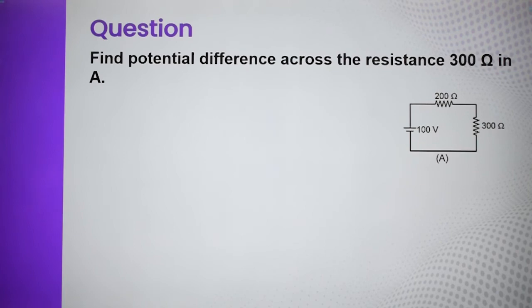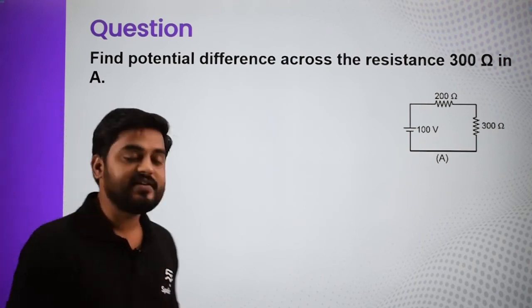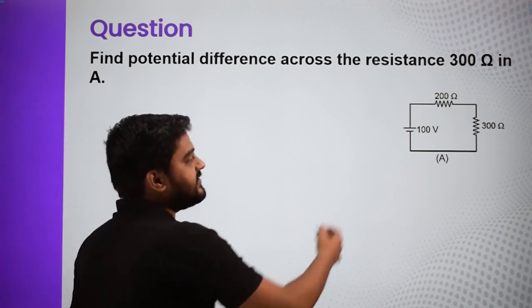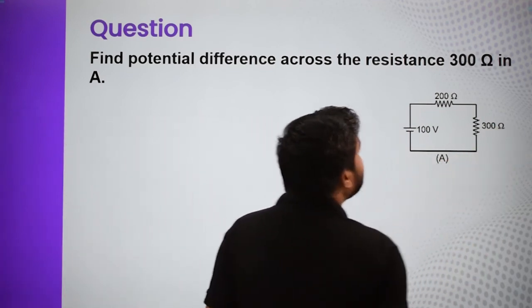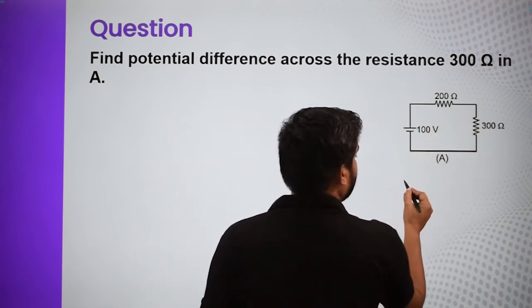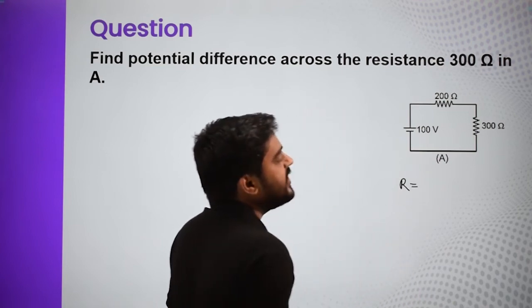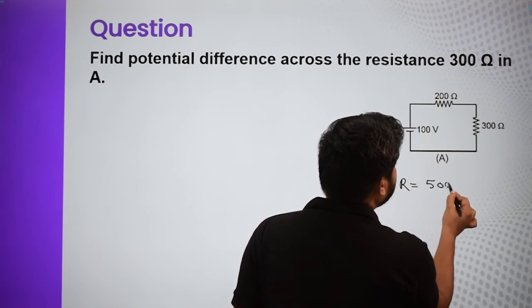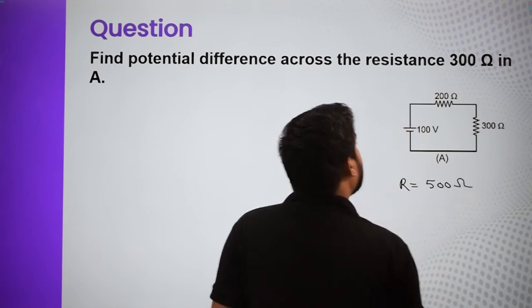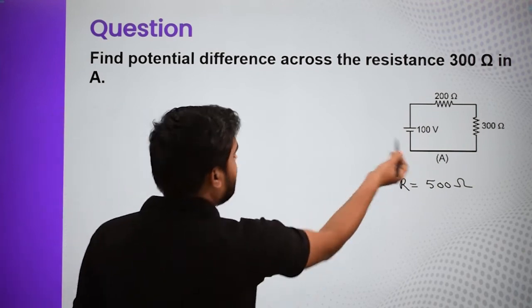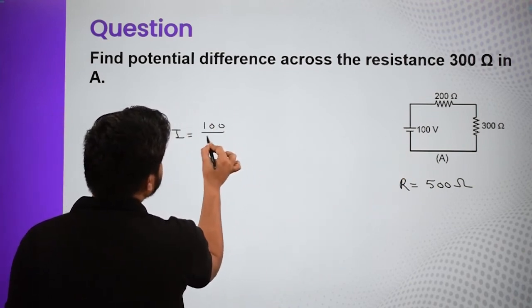Now let us see this question. This question says find the potential difference across the resistance 300 ohm in A. So this is the A and there is basically 300 ohm, and they are saying what is the potential difference across it. For that I am simply finding the current first. For finding current I am finding total resistance. Total resistance, these two are basically in series, so total will be 500 ohm. And now I am finding the current. So current is basically V by R. So potential difference is 100 volt by R, which is 500.